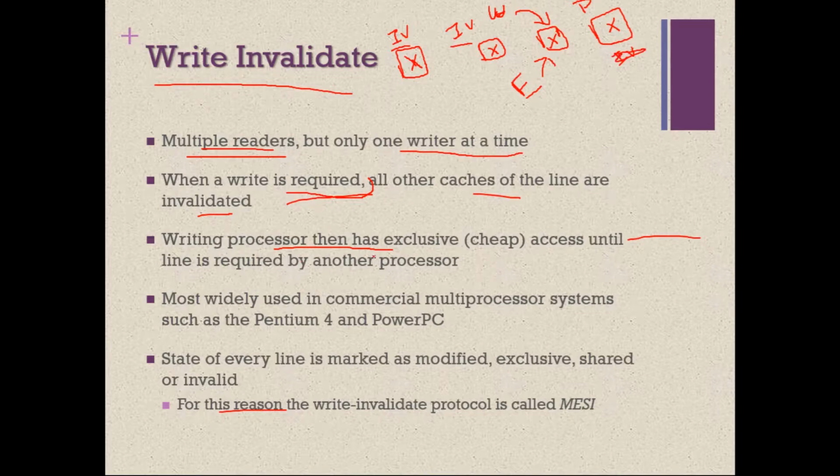So the writing processor will get exclusive access to the line until that particular data is required by another processor. Okay, so this write invalidate approach is mostly used in Pentium 4 and PowerPC systems.